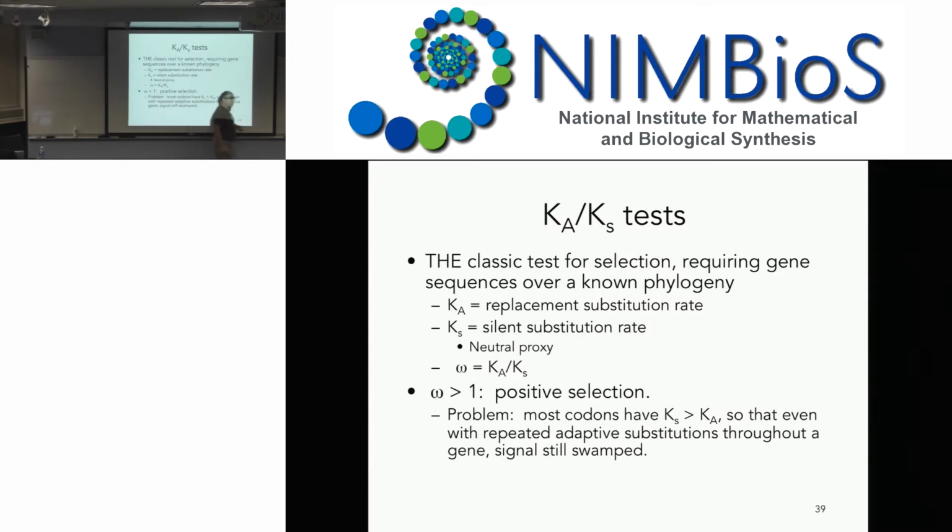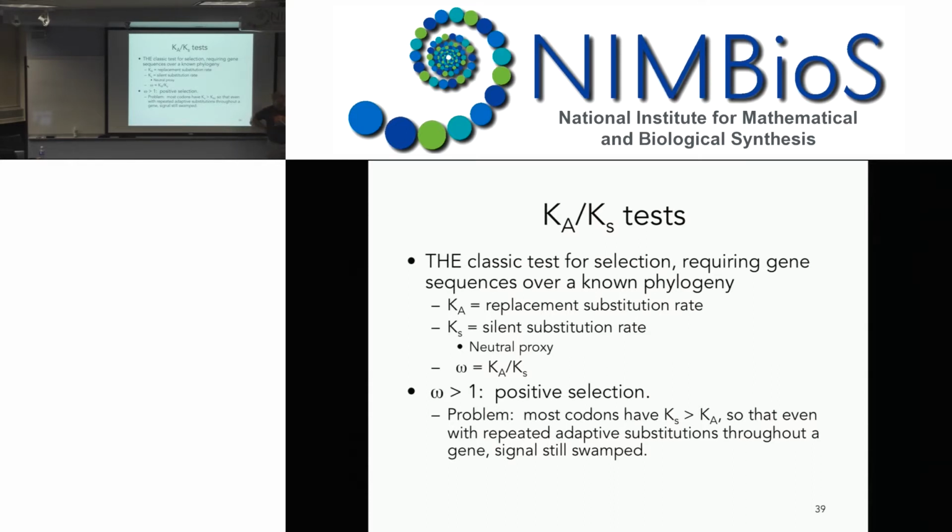The last category of tests are Ka to Ks tests. And people use several different things. Ka, for amino acid, is the substitution rate at replacements.